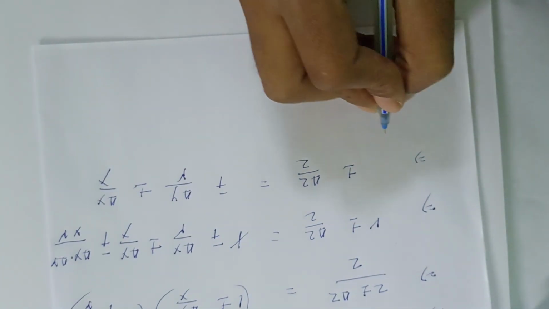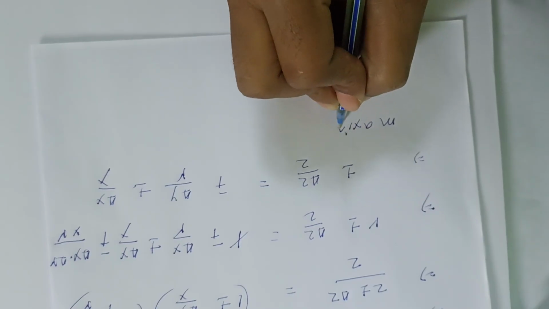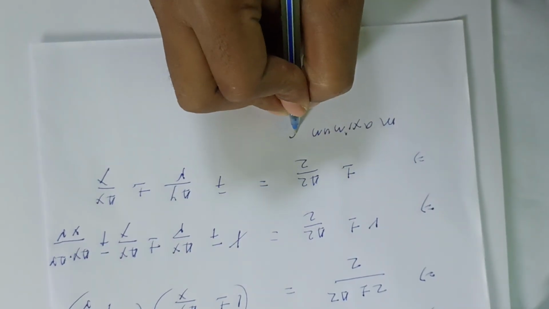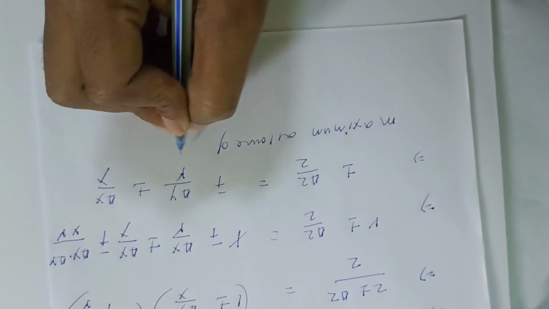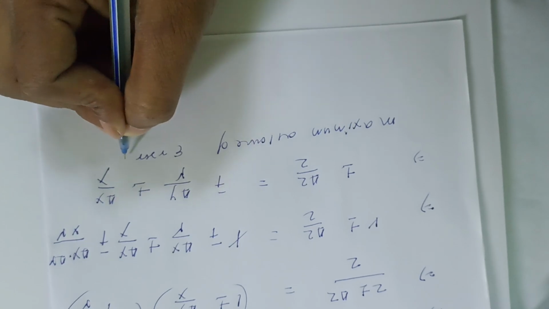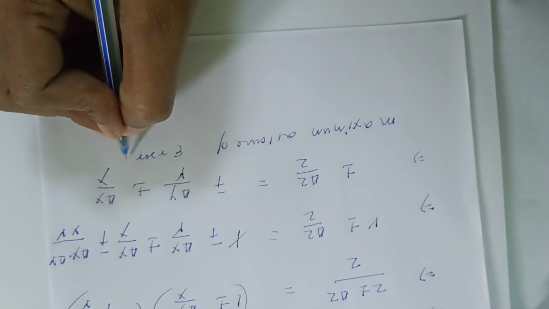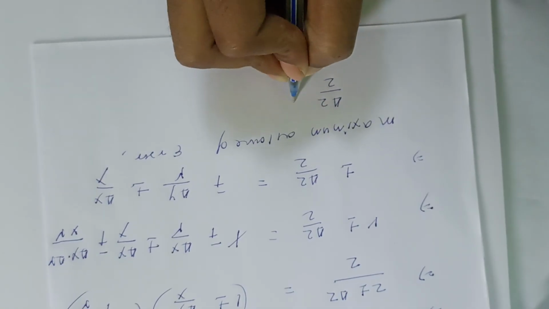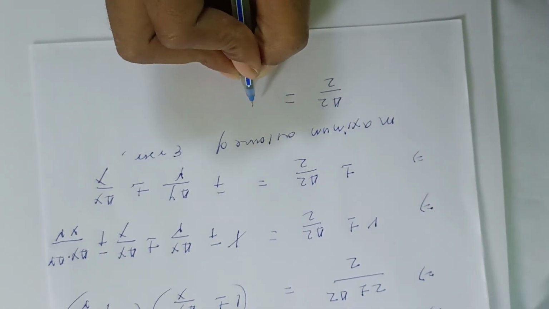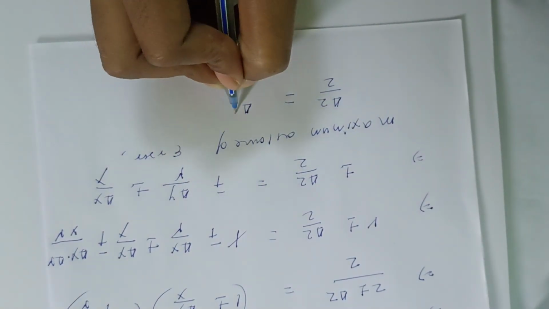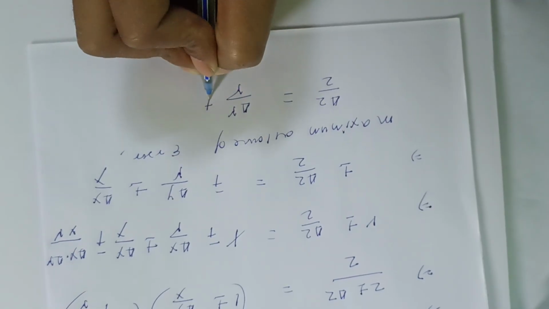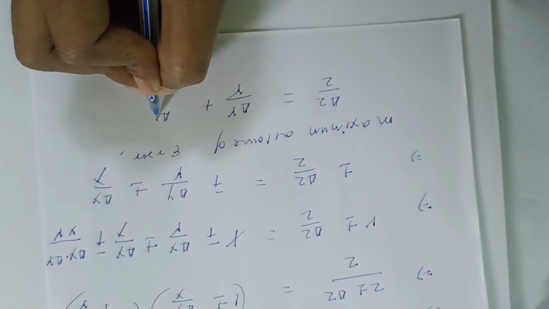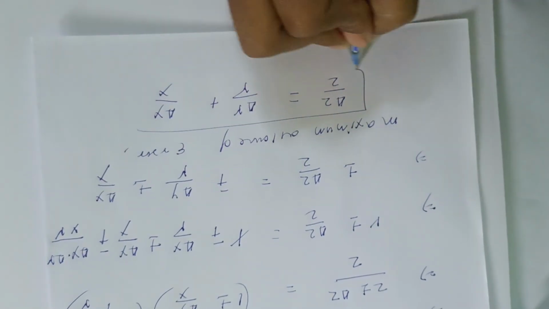So the maximum allowed error in case of division is del z by z equal to del y by y plus delta x by x.